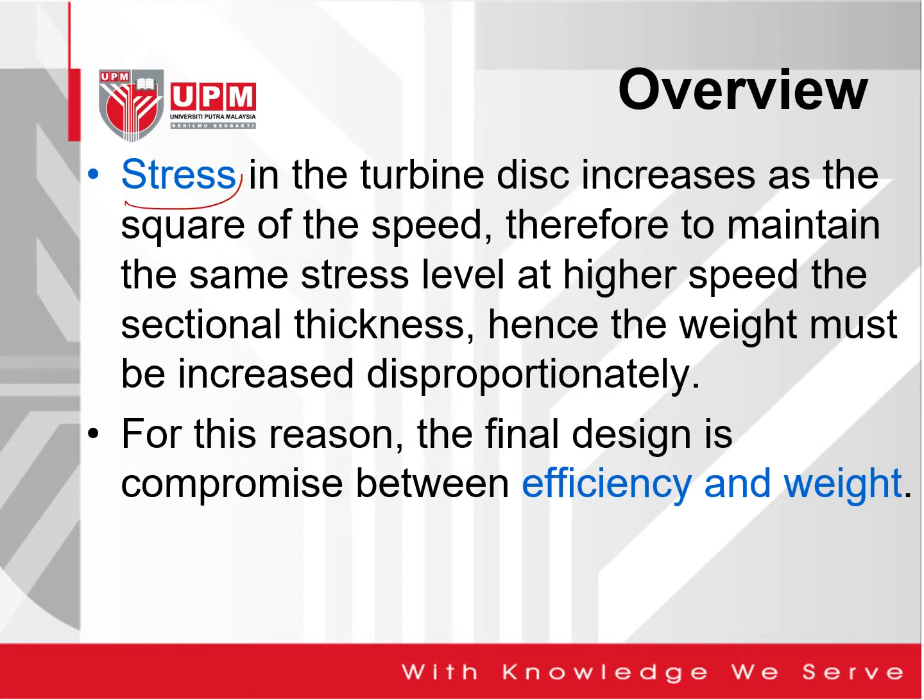So the stress in the turbine disc increases as the square of the speed. As the speed increases, the stress of the turbine disc also increases. Therefore, to maintain the same stress level at higher speed, the sectional thickness, and hence the weight, must be increased disproportionately. For this reason, the final design is a compromise between both the efficiency as well as the weight.